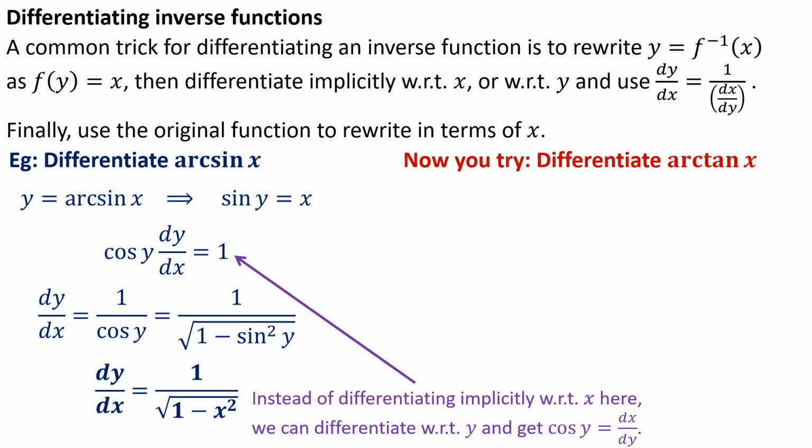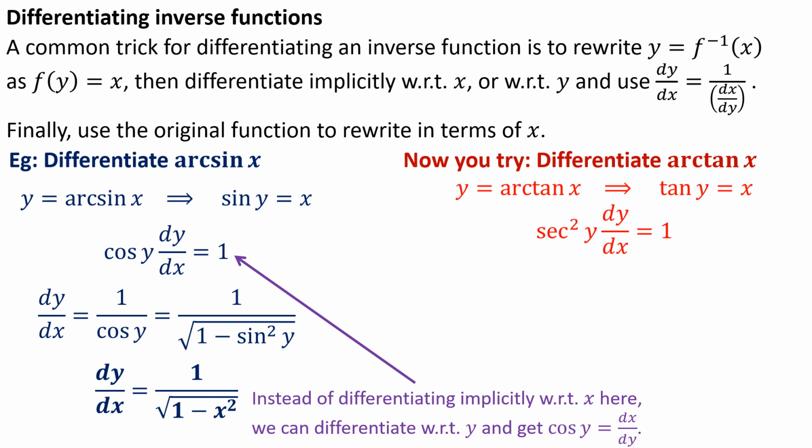So the first step would be to write y equals arc tan x and then flip things around to get tan y equals x. Then either differentiate both sides with respect to y and then flip things over, or differentiate both sides implicitly if necessary with respect to x, and we'll end up with sec squared y dy by dx. Remember, this particular result is provided in the formula book in case you don't remember it.